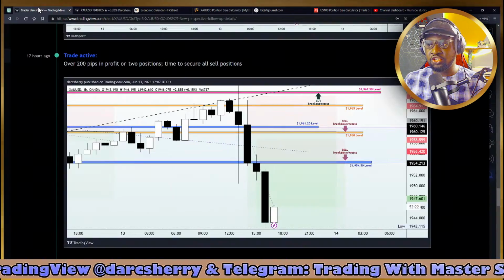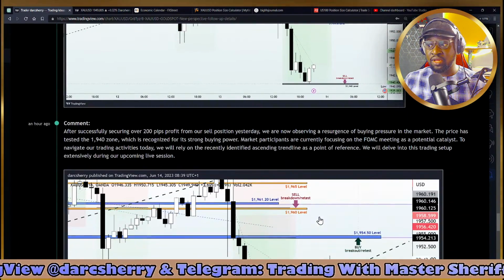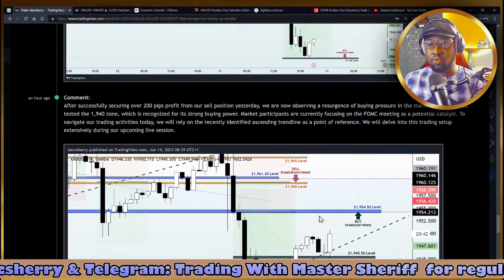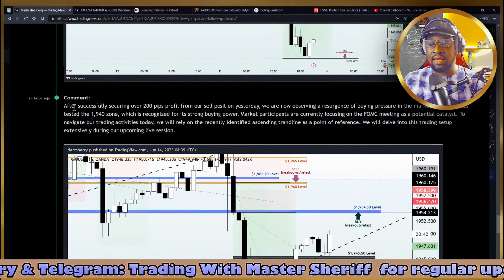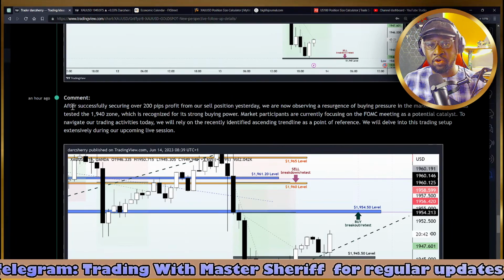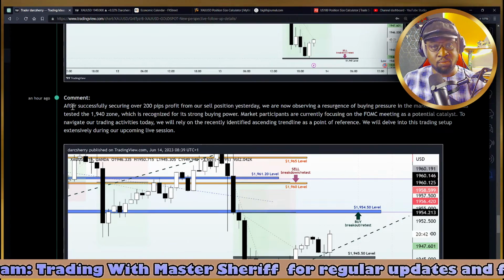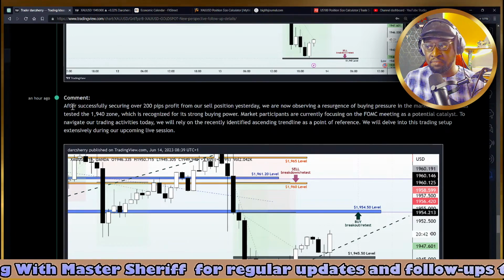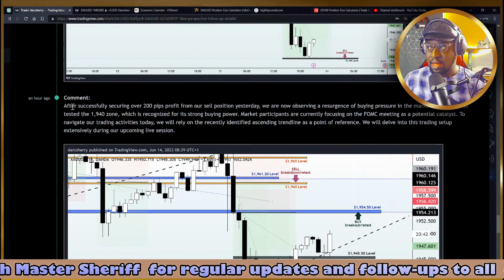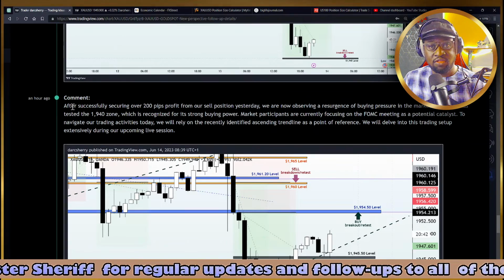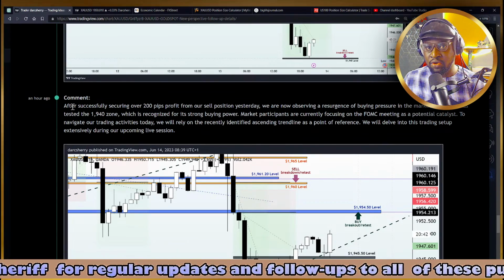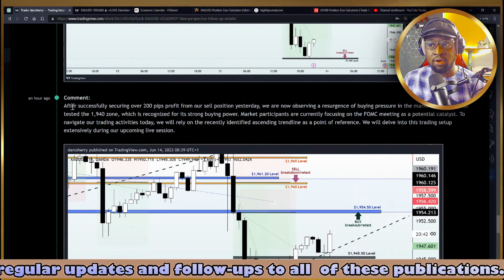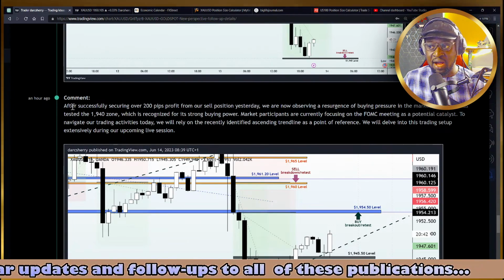So this morning I shared an update here as regards the new setup we have. So this was what I was able to come up with this morning. I said here that after successfully securing over 200 pips from our sell position yesterday, we are now observing a resurgence of buy pressure in the market. The price has tested the 1,940 zone. Remember how important that zone is. We are going to be looking at that in a moment, which is recognized for a strong buying power.